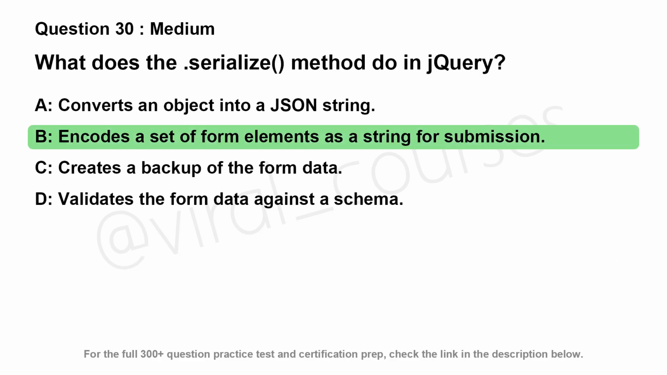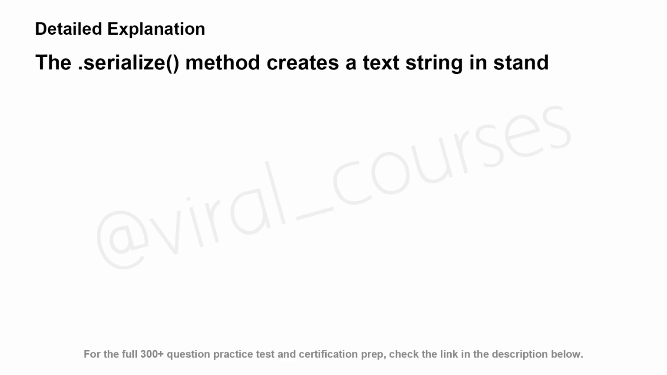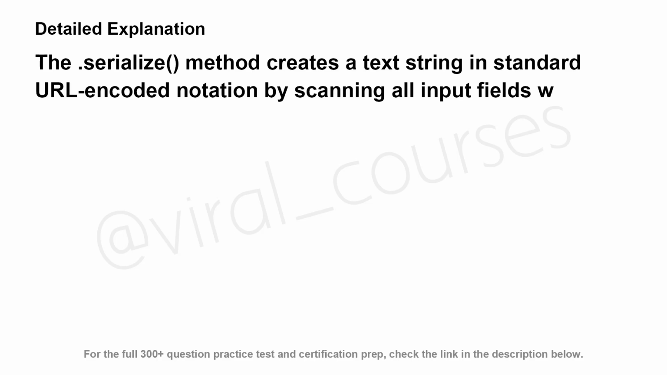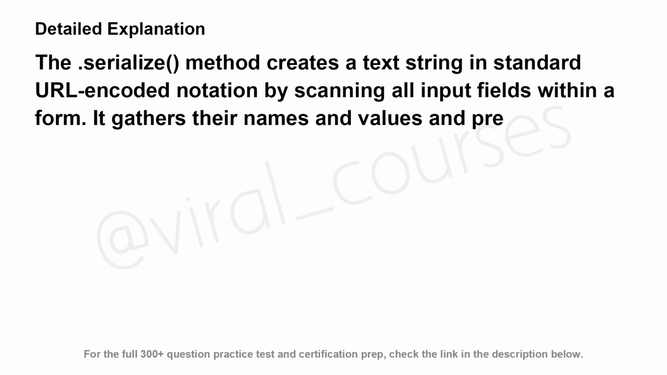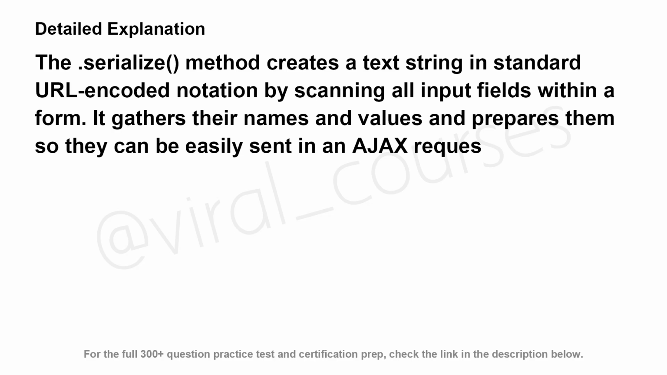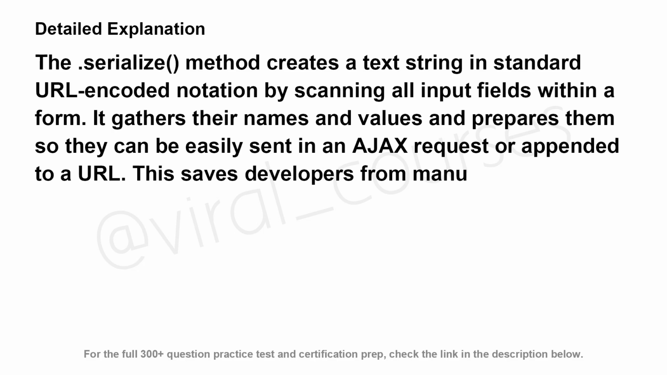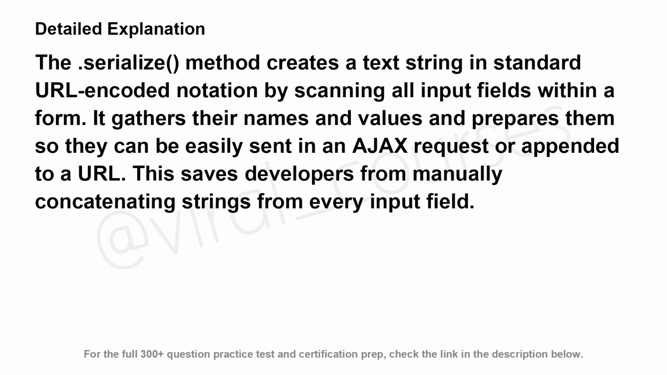The correct answer is B. The serialize method creates a text string in standard URL encoded notation by scanning all input fields within a form. It gathers their names and values and prepares them so they can be easily sent in an AJAX request or appended to a URL. This saves developers from manually concatenating strings from every input field.